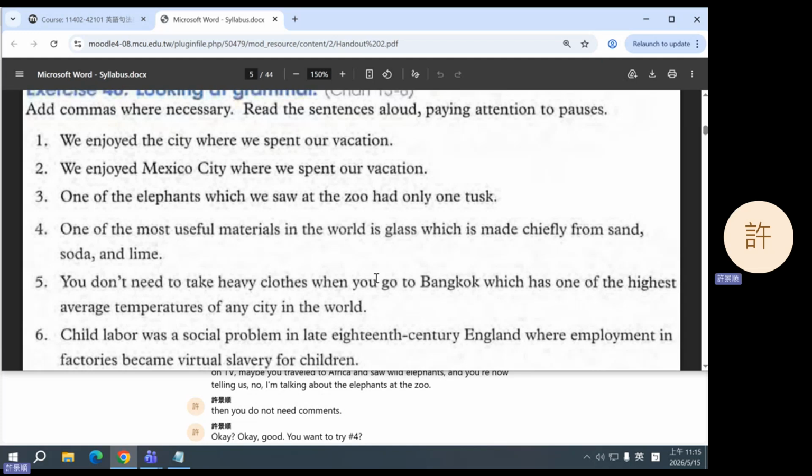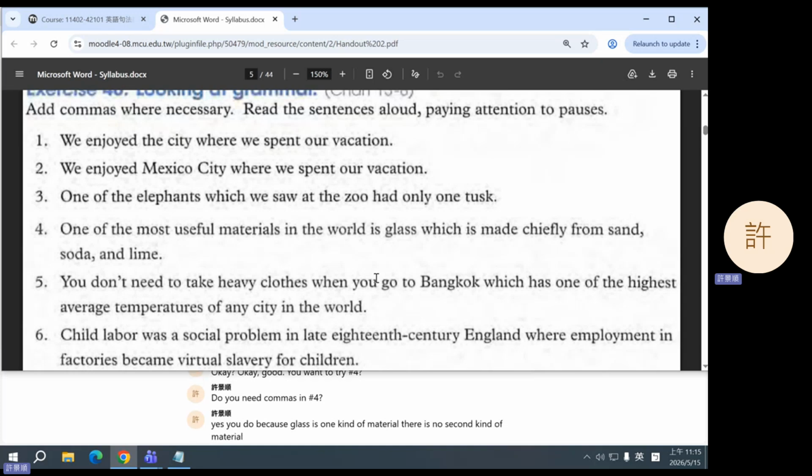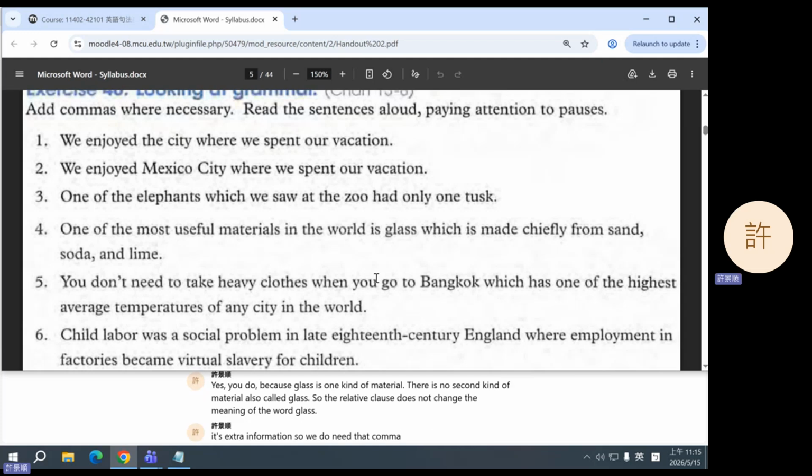Do you need commas in number 4? Yes, you do, because glass is one kind of material. There is no second kind of material also called glass. So the relative clause does not change the meaning of the word glass. It's extra information, so we do need that comma. Good.